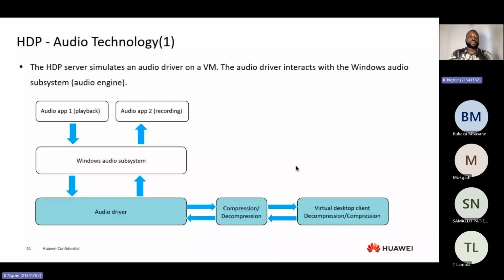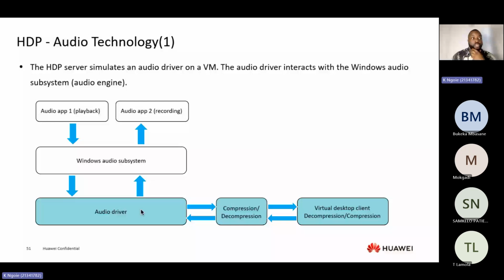So how does it work? Number one, you have your application or the operating system, which will generate the audio, and the Windows audio engine or Windows audio subsystem will pass the audio to the HDP virtual audio driver, and then the data is compressed and transmitted over the HDP channel, and then the thin client will decode the stream and output the sound to the local speakers, and will ensure that you have a synchronized high quality audio experience. So that's how it's going to work.